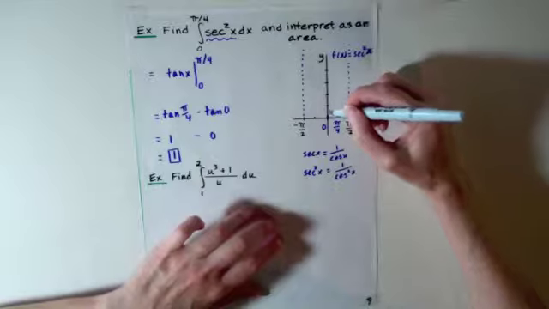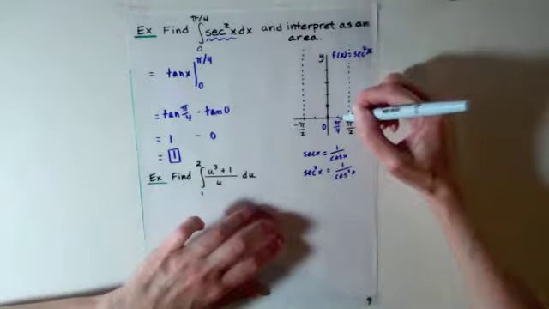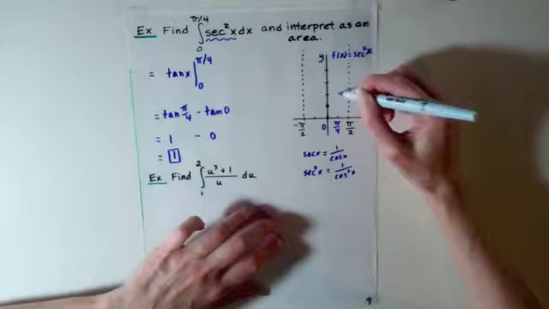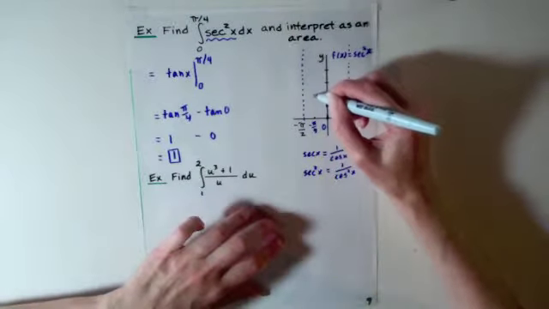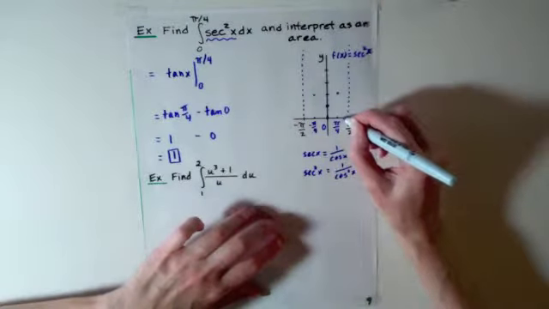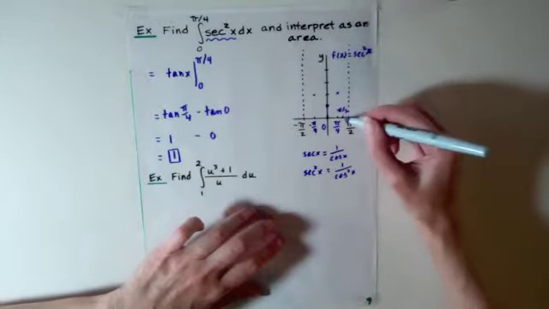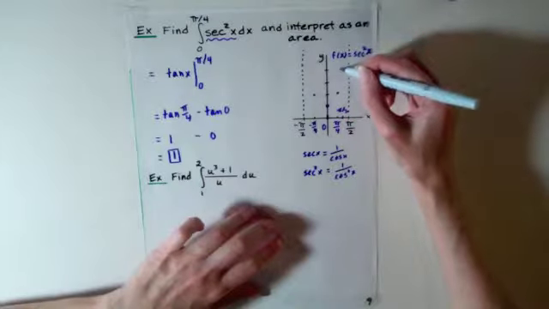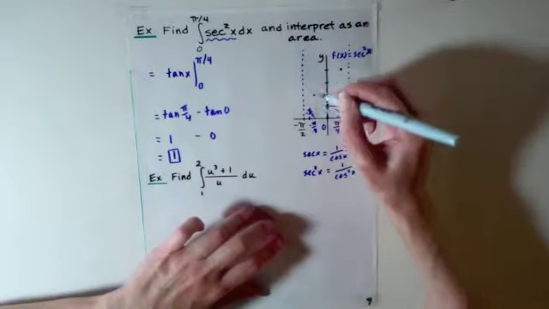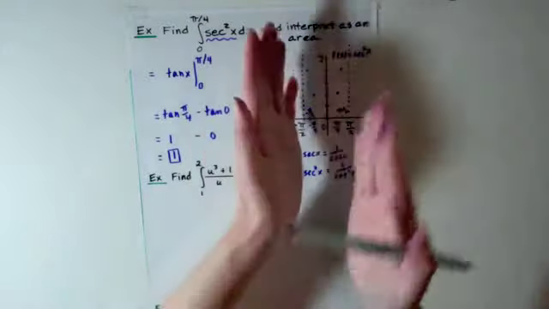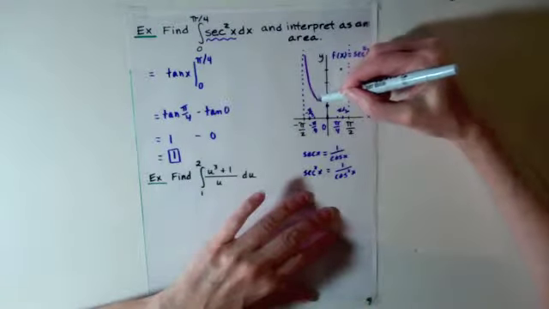So I just plugged in some values. When I plugged 0 in, I got 1 for the secant squared x value. When I plugged in pi over 4, I got 2, and when I plugged in minus pi over 4, I also got 2 as an output. And I also plugged in pi over 3, which is 60 degrees. When you plug in pi over 3, you get 4 as an output, and if you plug in negative pi over 3, you also get 4. There's a symmetry across the y-axis to this graph. So the graph looks something like this.